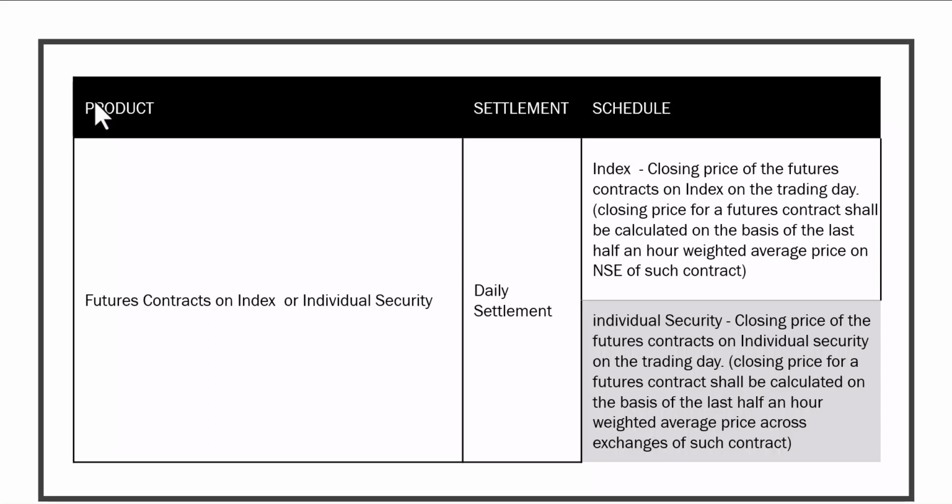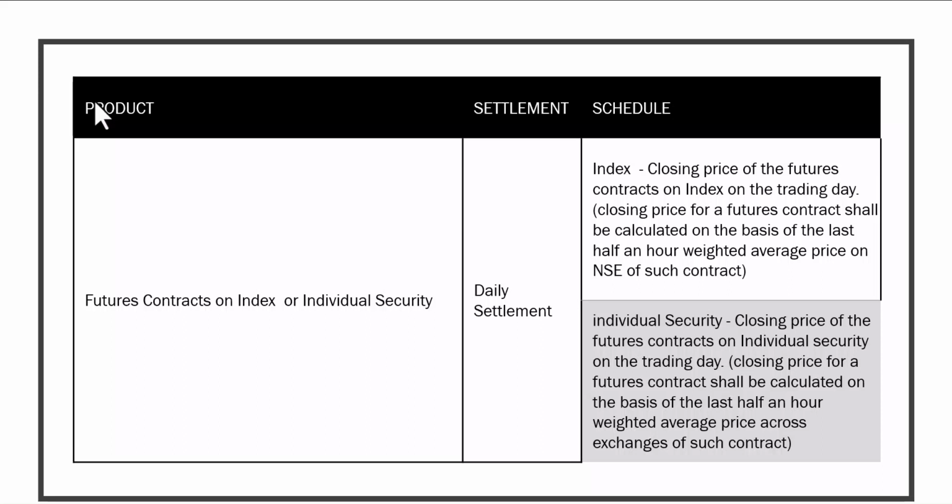Now let's talk about the settlement. Now futures contract on index or individual securities, how they are settled. Now there is one called daily settlement. Okay, fine. Daily, the stock exchange will settle your account. That's called mark-to-market settlement, which I have not explained at the moment. What we did was mark-to-market, the margin.